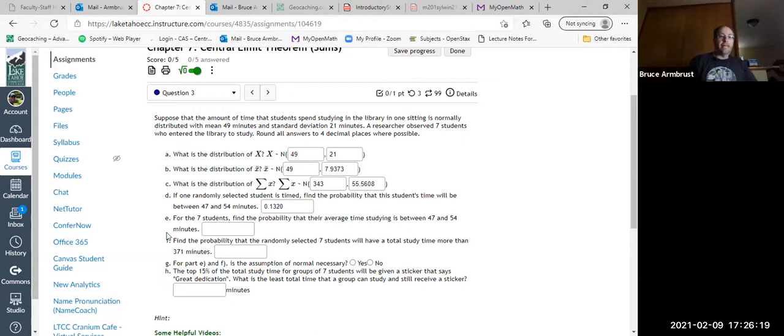All right, so then part E. For the 7 students, find the probability that their average time studying is between 47 and 54 minutes. All right, so which distribution are we using now? Which part, A, B, or C?